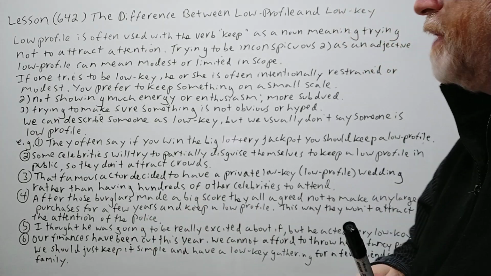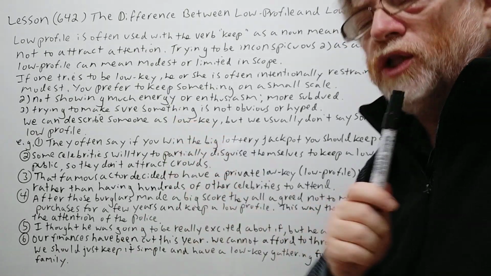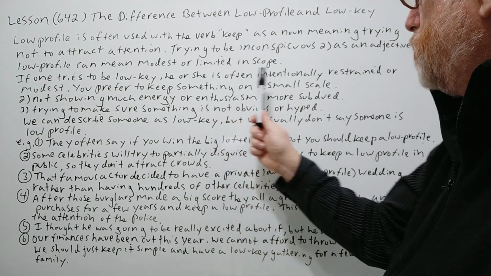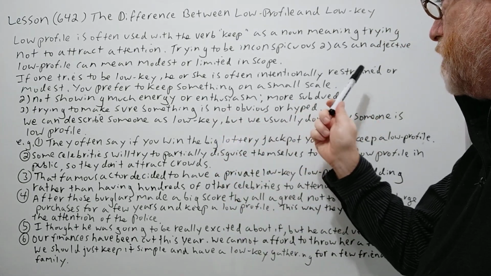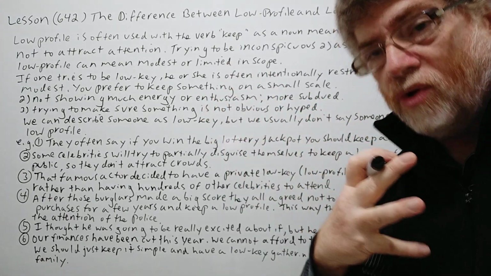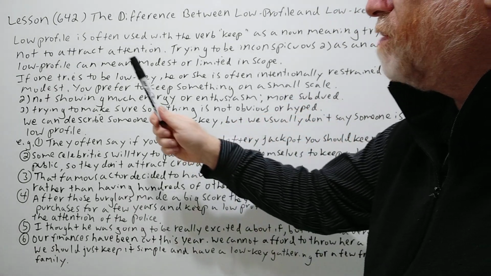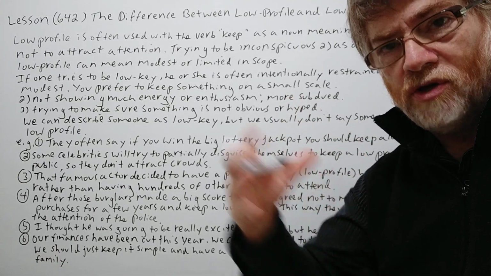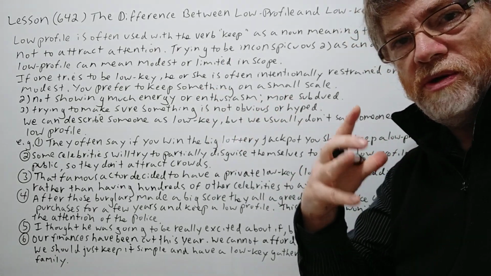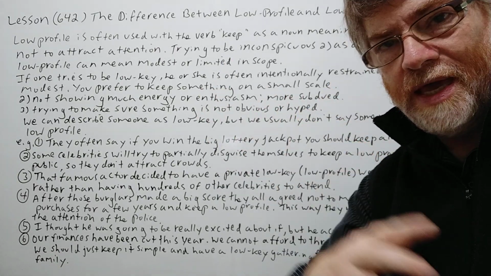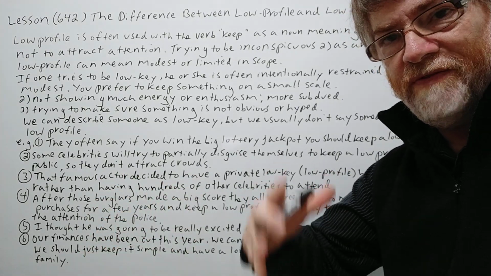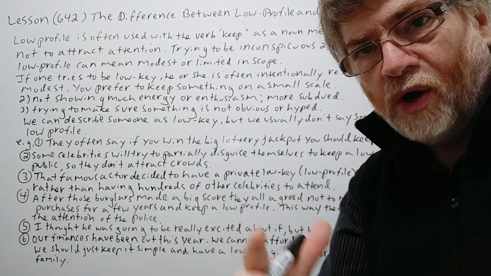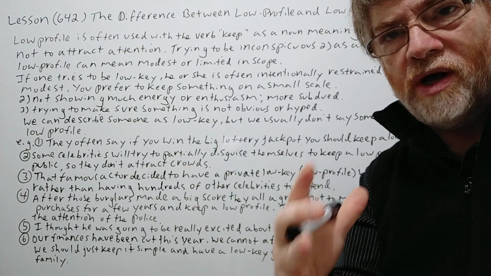Okay, let's continue. If one tries to be low key, he or she often is intentionally restrained, so they're trying to control themselves, or modest. You prefer to keep something on a small scale. So the word small scale is also important with low key. When you're talking about affairs or events, you're trying to keep it smaller. So the focus is more on the size.